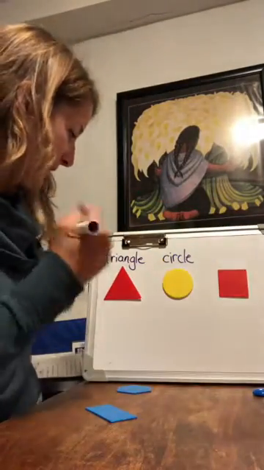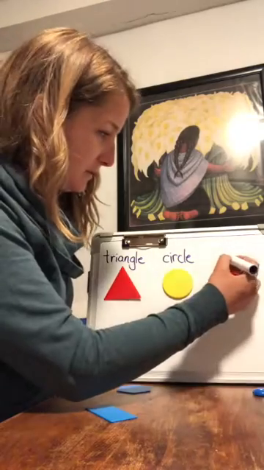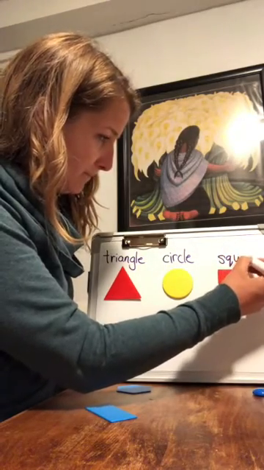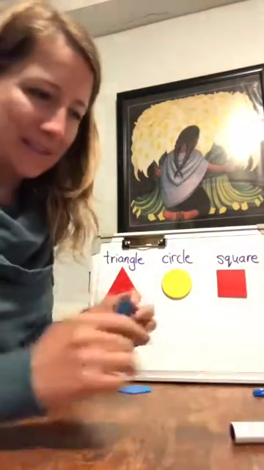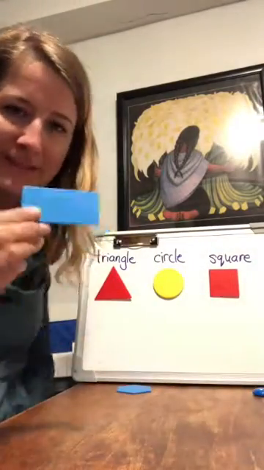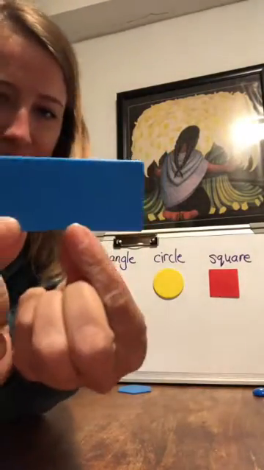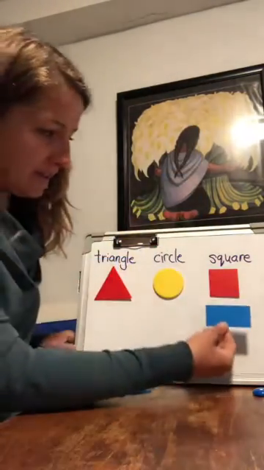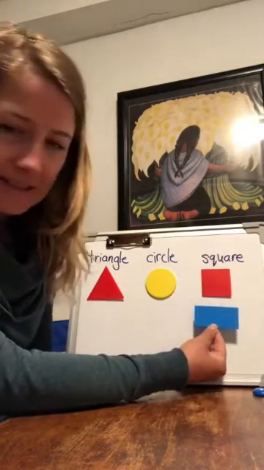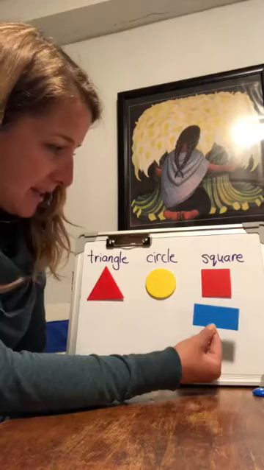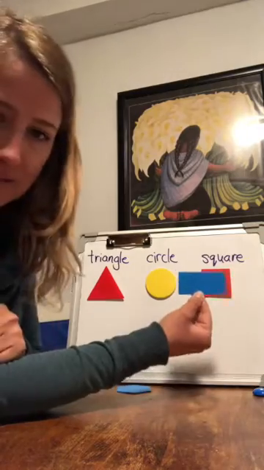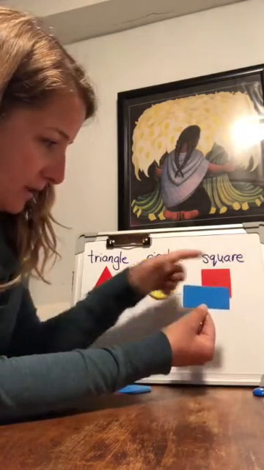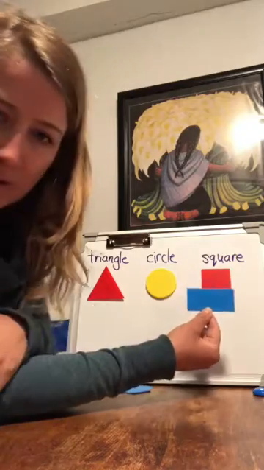So far we've got triangle, circle, square. Okay, now this one looks a little bit like a square, but it's got a fancy name. Do you know what this one's called? This one's called a rectangle. And when you look at it next to a square, it has some things in common, right? So both squares and rectangles have 1, 2, 3, 4 sides. So they have that in common. And 1, 2, 3, 4 corners.